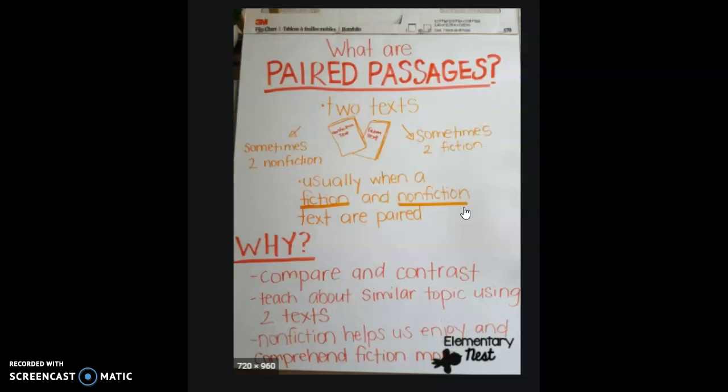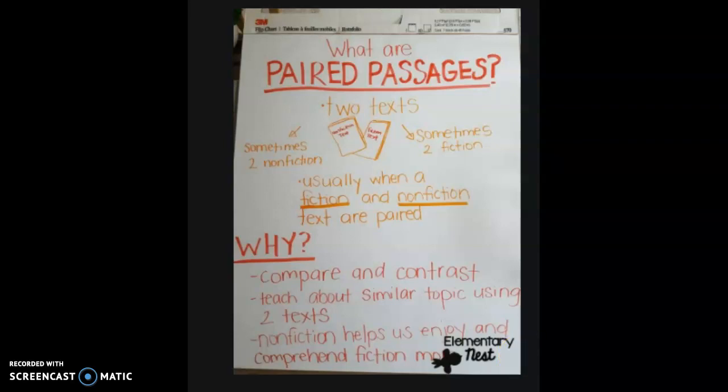So why do they even give us paired passages? They give them to us to read so that we can compare and contrast. And we've done this several times using Venn diagrams. It's a fun way for them to teach us about similar topics using 2 different texts. Nonfiction text helps us enjoy and comprehend fictional text.